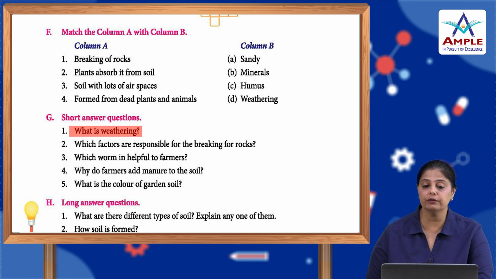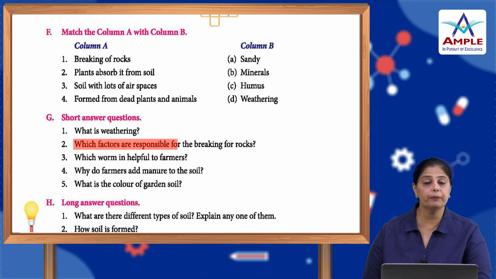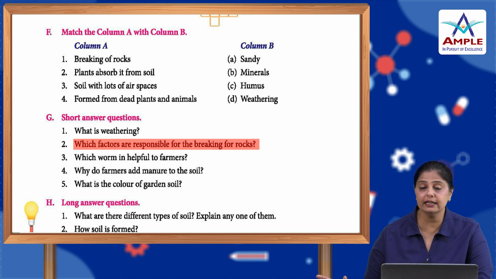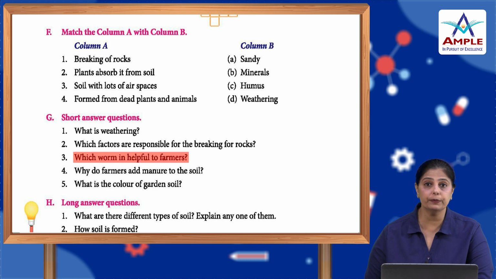What is weathering? Weathering is the breaking of rocks into smaller particles due to the effect of sun, wind and rain. Which factors are responsible for breaking of rocks? As I said, it is the sun, wind and rain. Which worm is helpful for farmers? It's the earthworm, because it makes the soil fertile. Why do farmers add manure to the soil? To make the soil fertile. And what is the color of garden soil? It is brown in color.